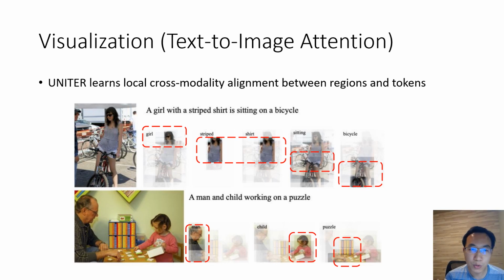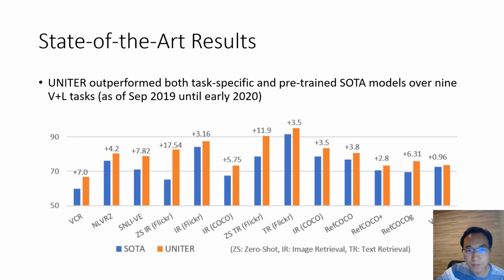In the pre-trained model, we find UNITER often learns very good local cross-modality alignment between the regions and the tokens. For example, in this case, man, child, puzzle, they have been doing a good job of aligning the region and the token. UNITER achieved very strong performance back then, and achieved a lot of SOTA results.